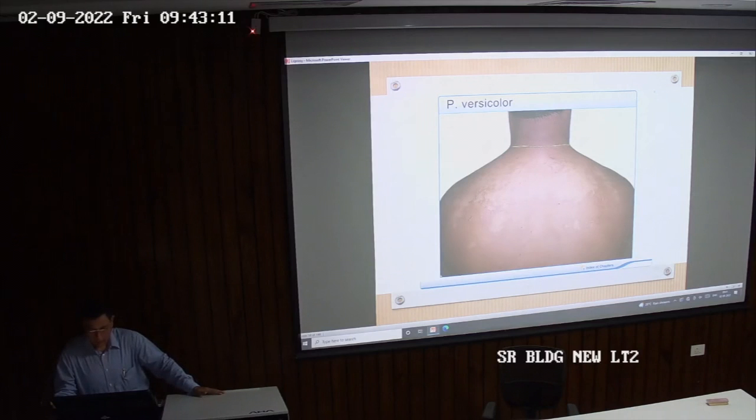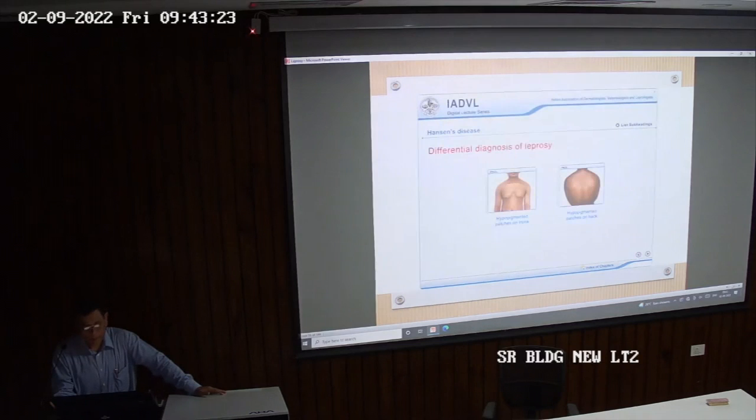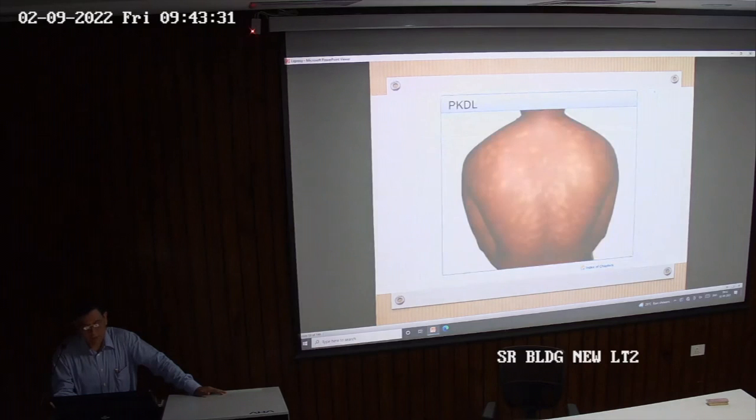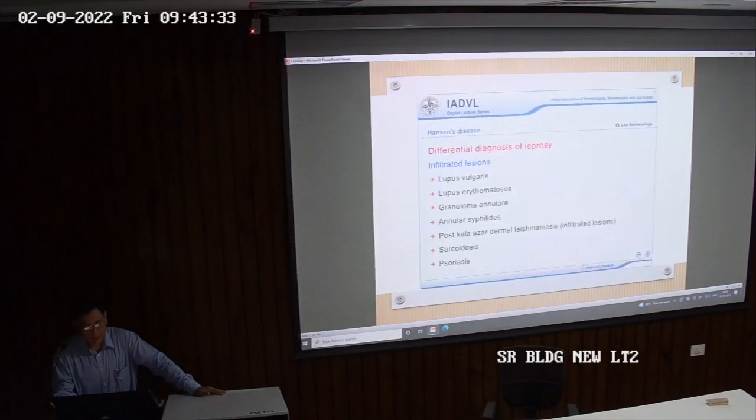So in such cases, which is a benign infection as such, it may be a case of leprosy also. So just at the back of the mind, the differential diagnosis should be there. Differential diagnosis of leprosy in hypopigmented patches over the trunk: PKDL, will not go into this. Infiltrated lesions.